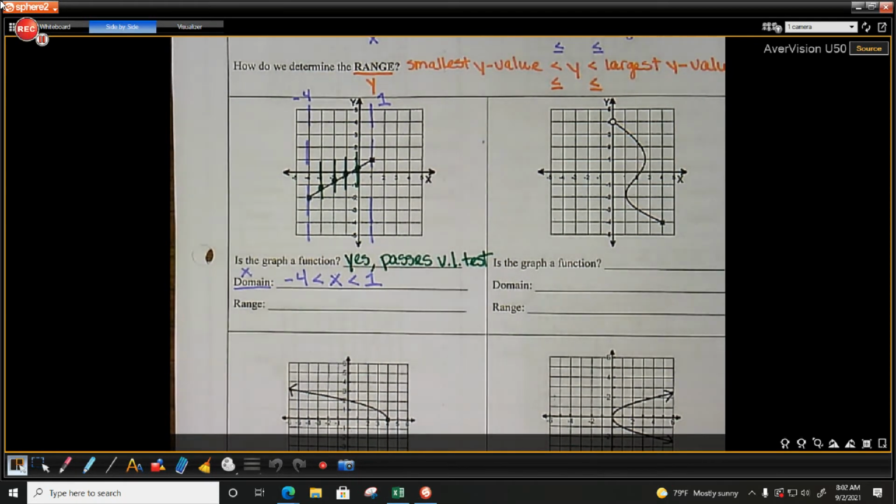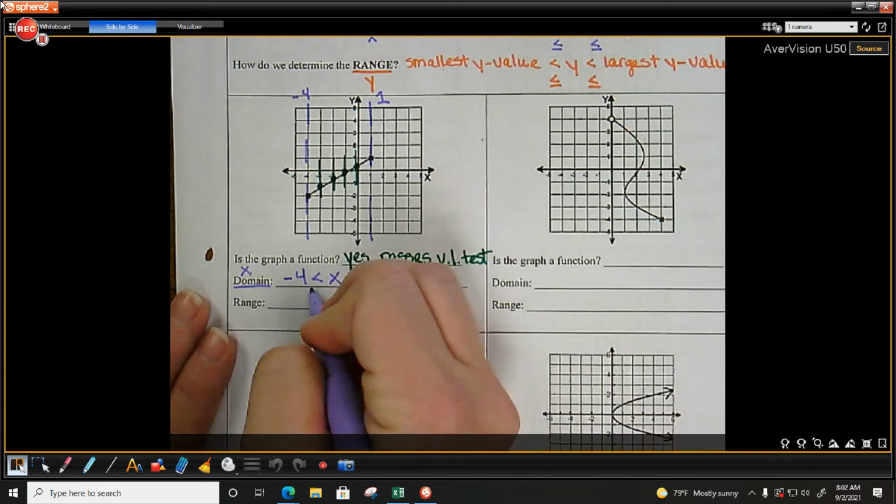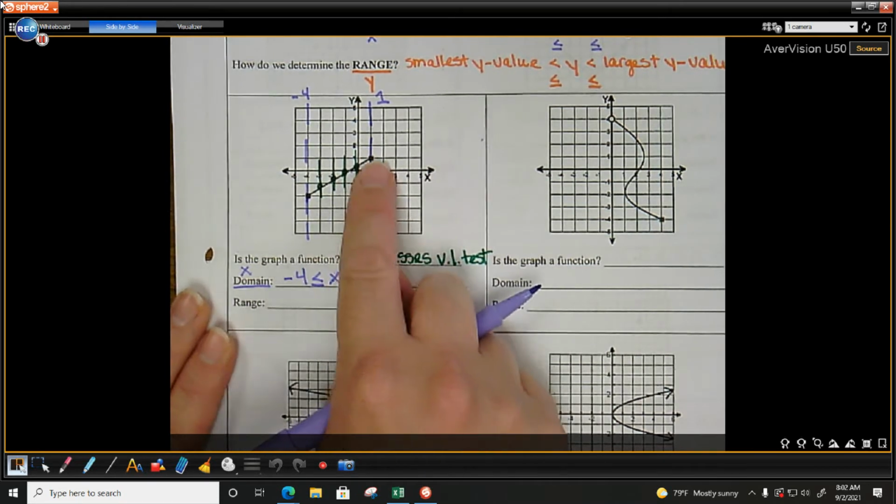So let's look at this dot at the negative 4. Is that dot filled in? Yeah, so this is tying into what we did last unit. If you have a filled in dot, what does that mean? It's equal to it. You include it. So put a line under the negative 4 inequality. What kind of dot do I have at 1? So what should I put with the 1 inequality? Equal to.